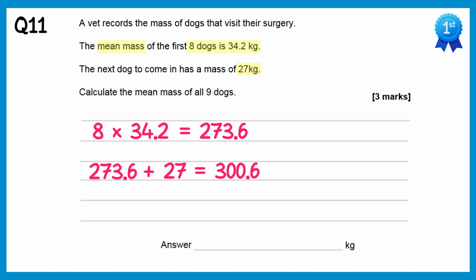Now this is the total mass of all 9 dogs. The question asked us to find the mean mass of all 9 dogs. So if we take that number 300.6, divide it by the 9 dogs, you'll get a mean mass of 33.4 kilograms.